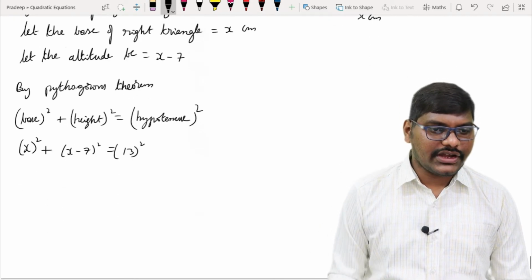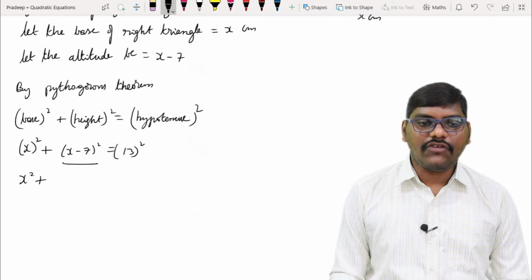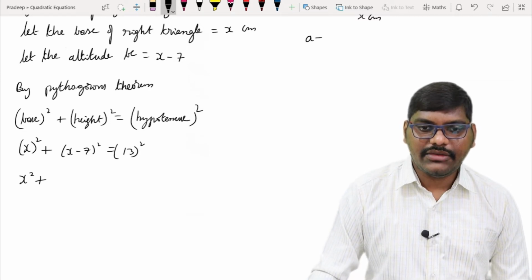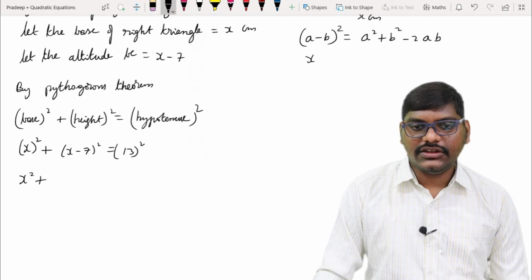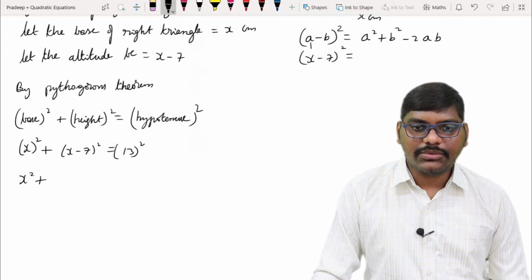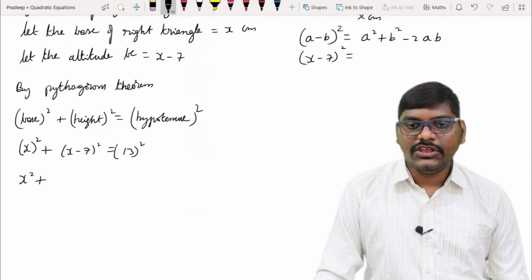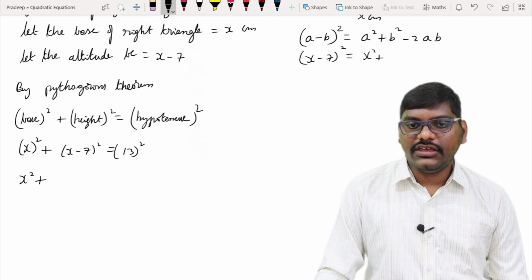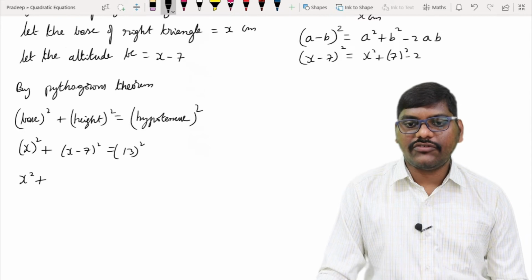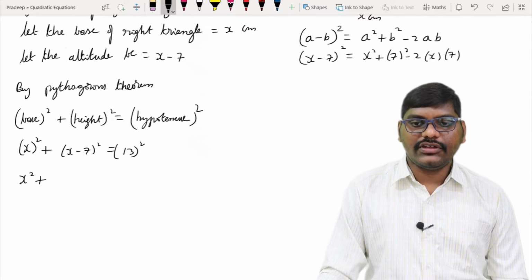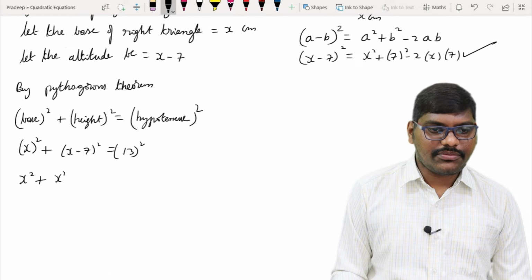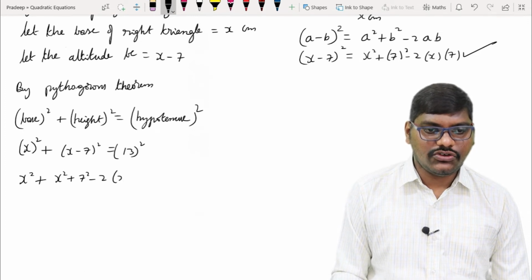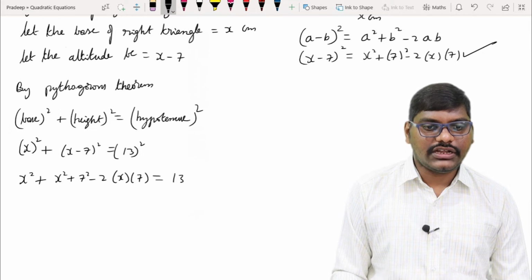So now we can write this as x square, and this is in the form of (a minus b) whole square. That is, I can write here (a minus b) whole square, in the sense we'll be getting a square plus b square minus 2ab. Let's compare this with x minus 7 whole square. So in the place of a, x is coming, in the place of b, 7. So in the place of a it is x, so this is x square, this is 7 square, minus 2 into x into 7. Substituting this in the place of (x minus 7) whole square, that is x square plus 7 square minus 2 into x into 7 equal to 13 square.